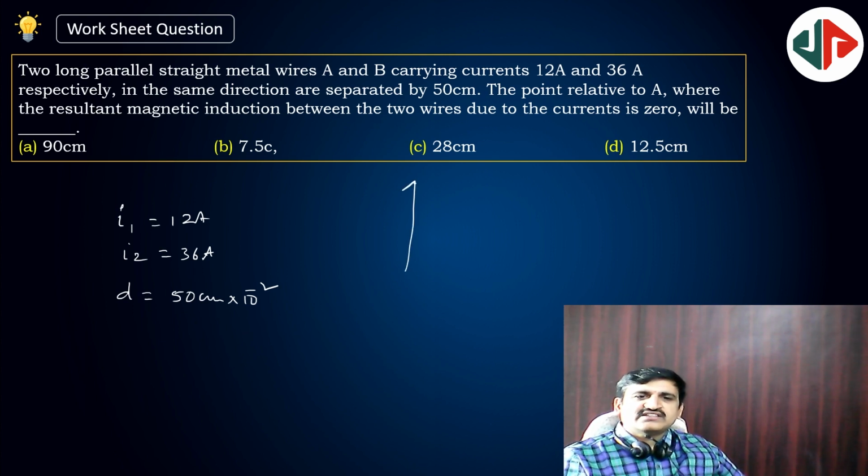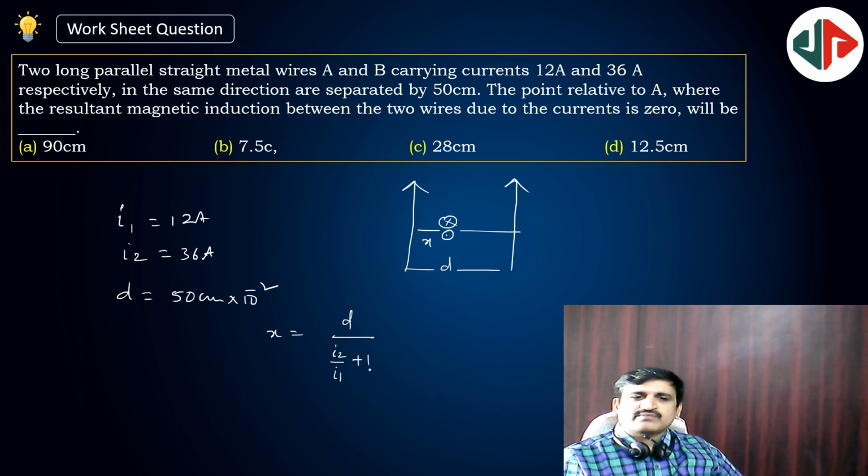Okay, this is one conductor, this is another conductor, distance D is given already. At which point, see, because of this the magnetic field will be inwards, because of this the magnetic field will be outwards. So here you can have a null point at x. X is equal to D by (I2 by I1 plus 1). So D value 50 centimeter, answer will come in centimeters. I2 is 36, I1 is equal to 12, plus 1. So 3 plus 1 is 4, 50 by 4.